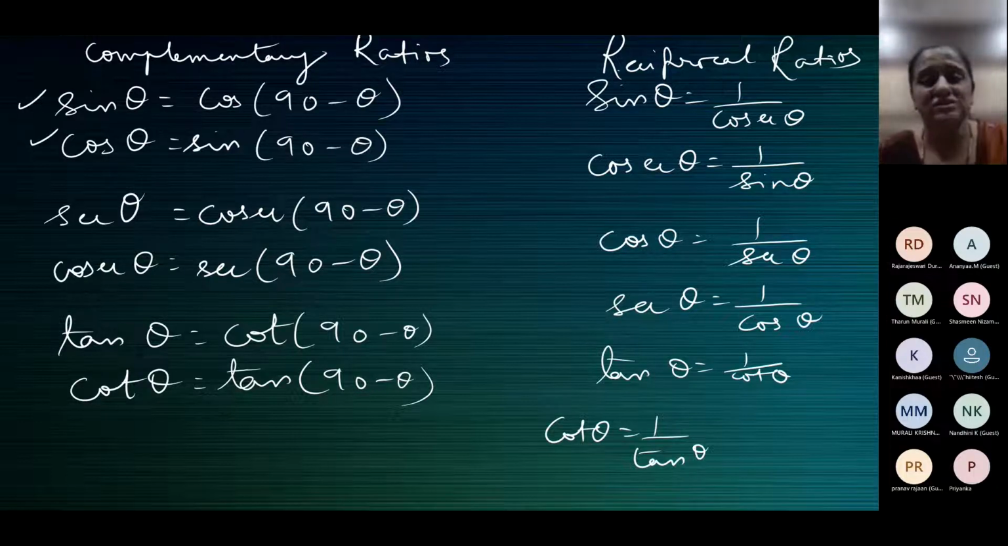Sin theta and cosecant theta are reciprocal ratios. So sin theta is equal to 1 by cosecant theta, because they're reciprocals of each other. So sin theta can be written as 1 by cosecant theta, and cosecant theta can be written as 1 by sin theta.